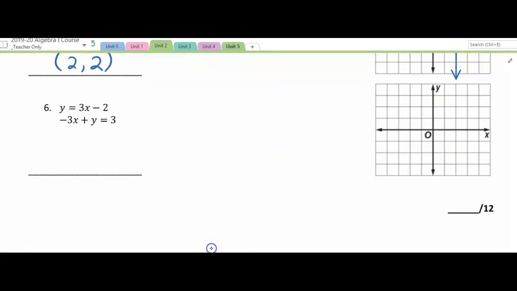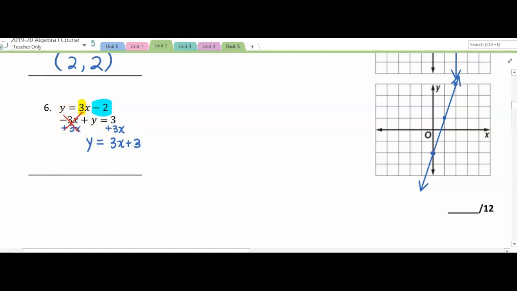This next equation, I have a y and an x, so I'm going to start with the slope and the y-intercept. I'm going to go to negative 2 and move 3, which means go up 3, right 1. Connect my points with a line. The second equation isn't quite in the right form just yet. I need to add 3x to both sides so that I get y equals 3x plus 3.